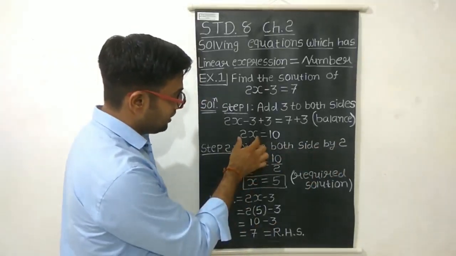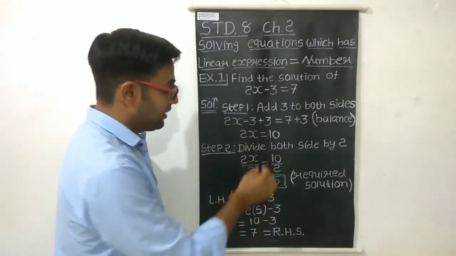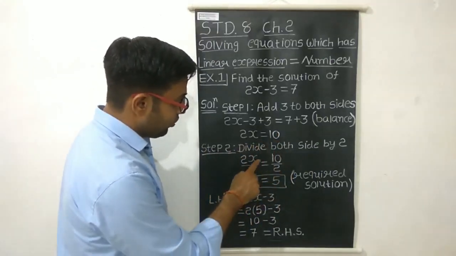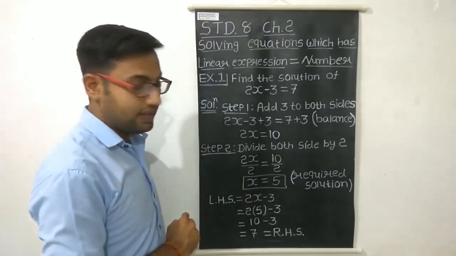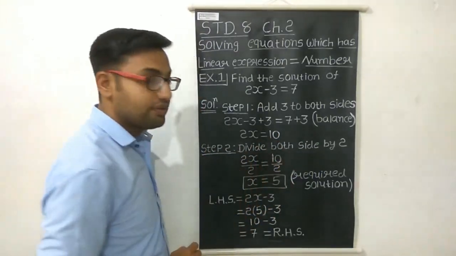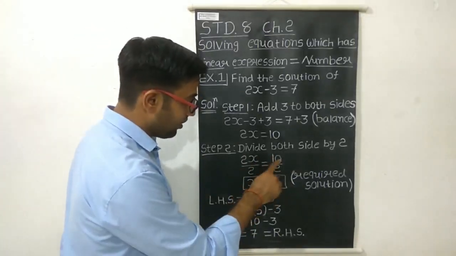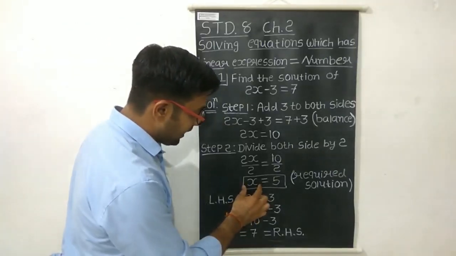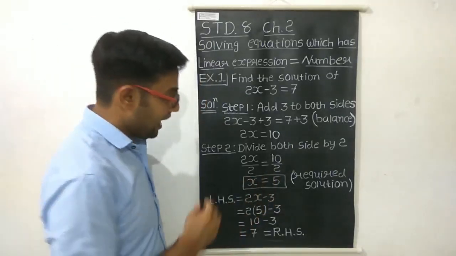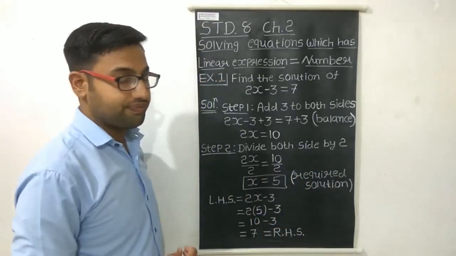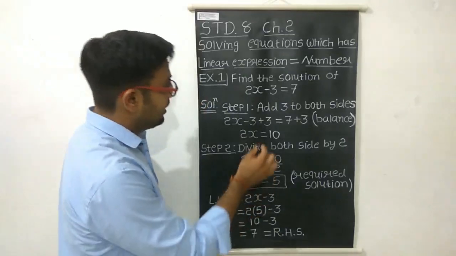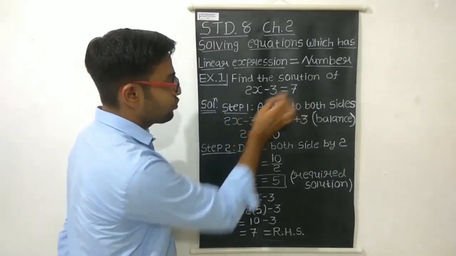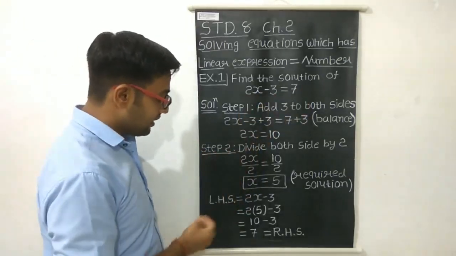Now we get 2x upon 2 on the left hand side and 10 upon 2 on the right hand side. The 2 and 2 cancel out, so only x remains on the left hand side, and on the right, 2 fives are 10, so cancelling the common factor we get 5. So the value of the variable is x is equal to 5, and this is the required solution. By putting this x in place here, we will get the left hand side value equal to 7. To verify this, let us put this value.